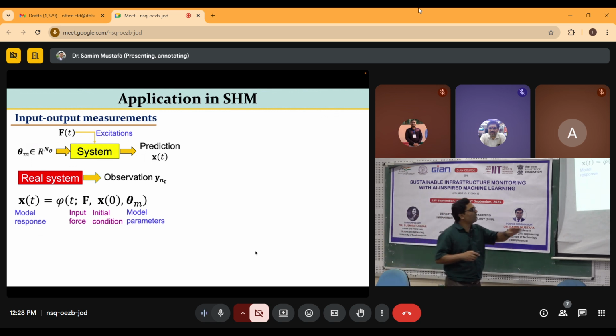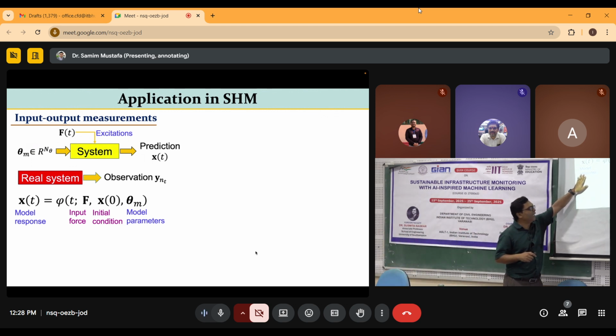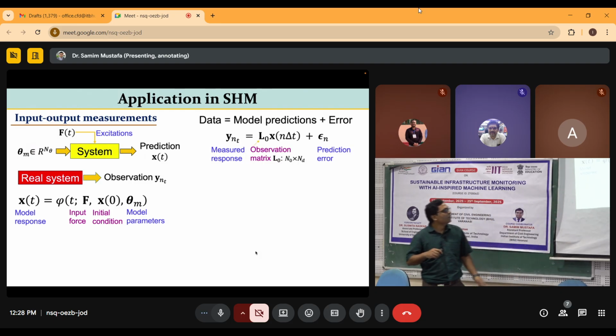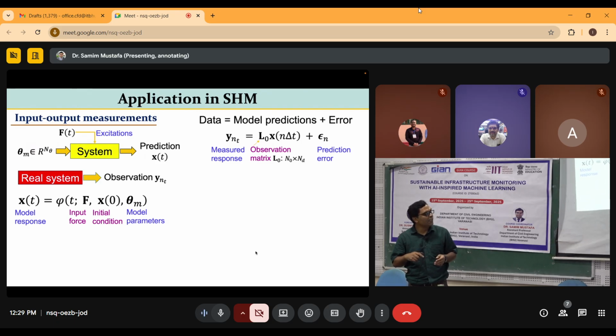So based on that, your model predicts the response. On the other hand, from the observation you have data, and from xt you have the model prediction. So of course they will not match. Whatever model you are having cannot exactly represent your actual structure because of some deviation, right? So that is called error. This error we are calling a prediction error.